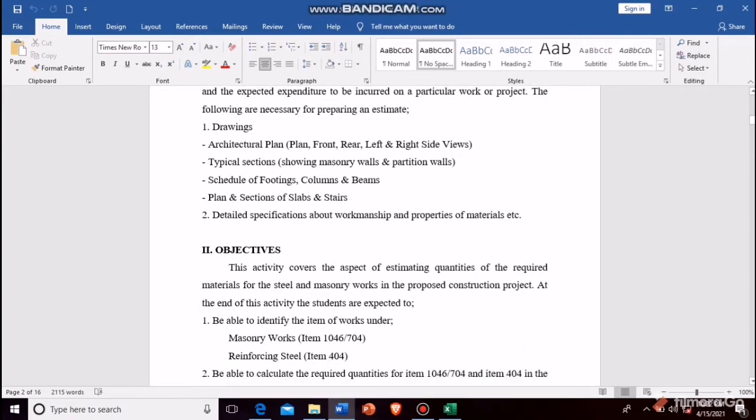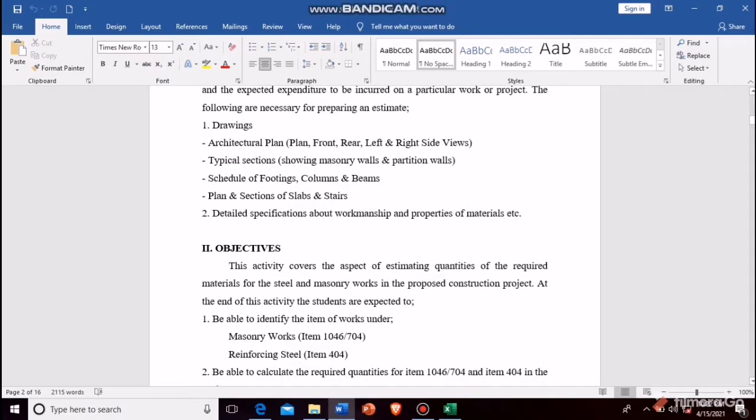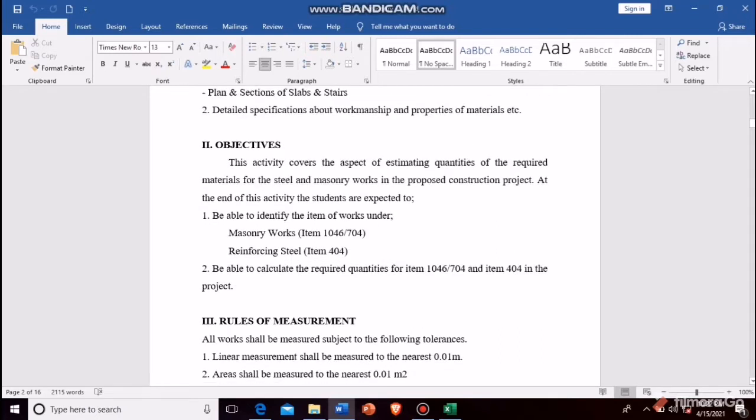And the objectives. This activity covers the aspects of estimating quantities of the required materials for the steel and masonry works in the proposed construction project. At the end of this activity, the students are expected to, first, be able to identify the items of work under masonry works, item 1046.704, and reinforcing steel, item 404. Then for number 2, be able to calculate the required quantities for items 1046 and 704, and item 404 in the project.